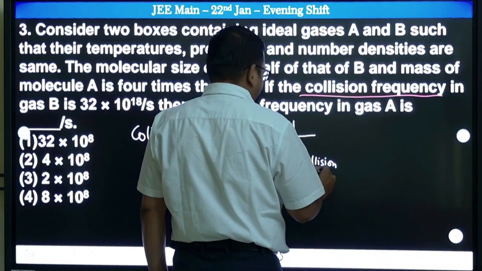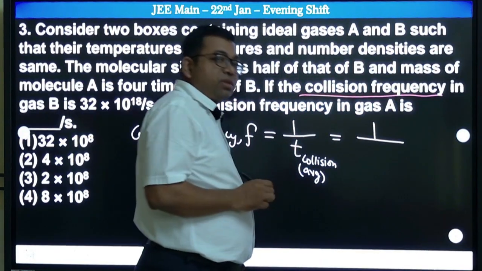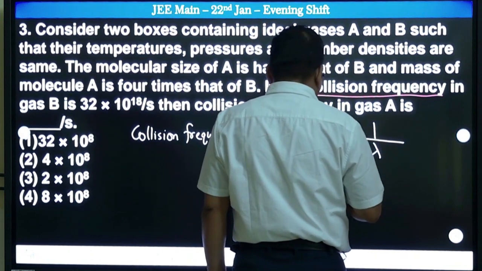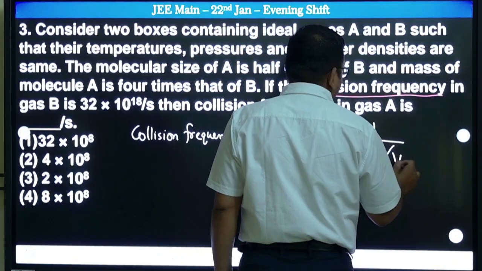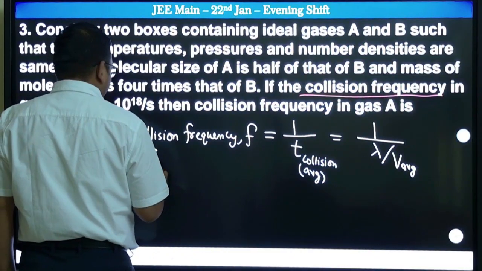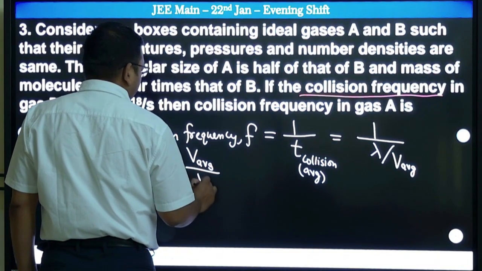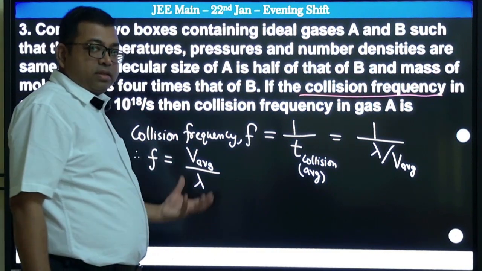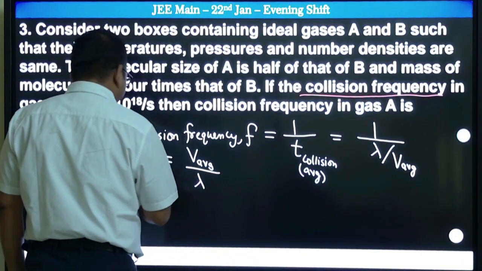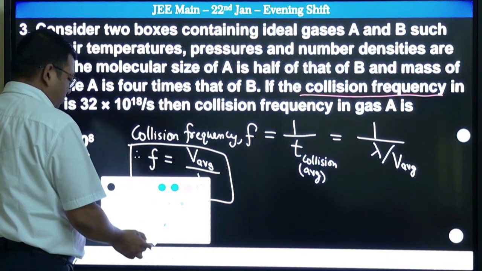This time can be written as distance by speed. The average distance can be taken as lambda, and the average speed can be taken as v average. So basically this collision frequency is going to be v average divided by lambda. We should know the formulas for v average and lambda, and we have to substitute them here.